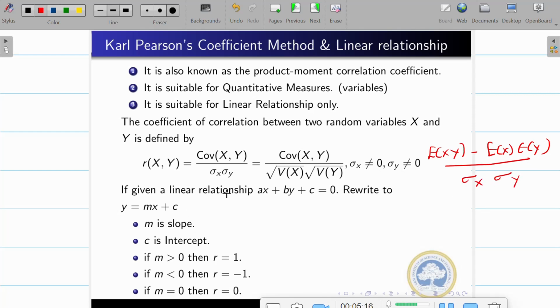If a given linear relationship is ax plus by plus c equal to 0, we can rewrite it as the equation of a line, y is equal to mx plus c, where m is the slope and c is the intercept. If m is greater than 0, then r is equal to 1 exactly. If m is less than 0, r is equal to minus 1. If m is exactly equal to 0, then the correlation is 0.